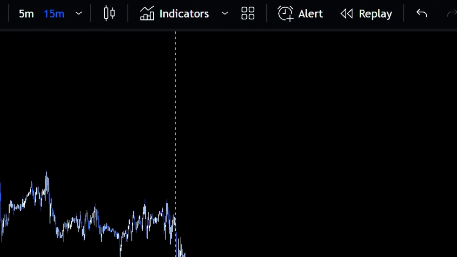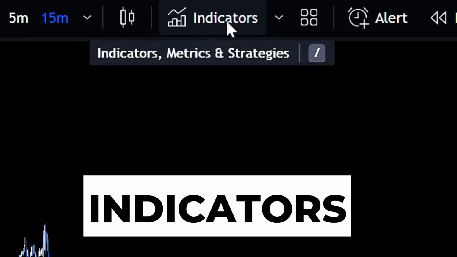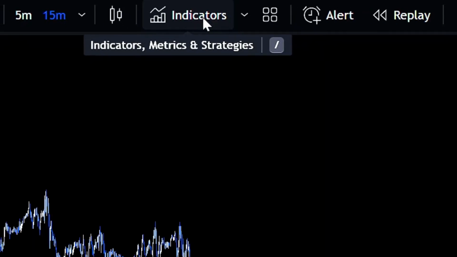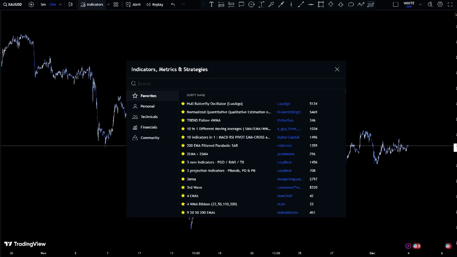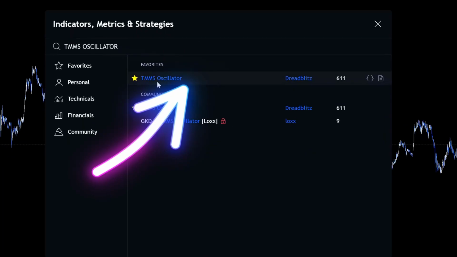So head over to the indicator section. We'll click to add our first indicator to the chart, an oscillator. In the pop-up window, type TMMS oscillator and find the indicator in the results.